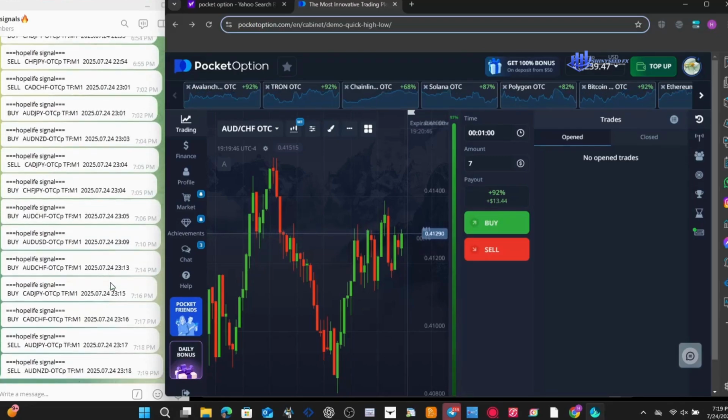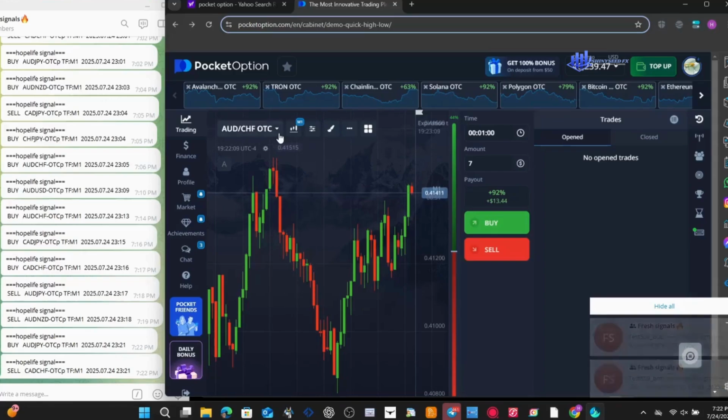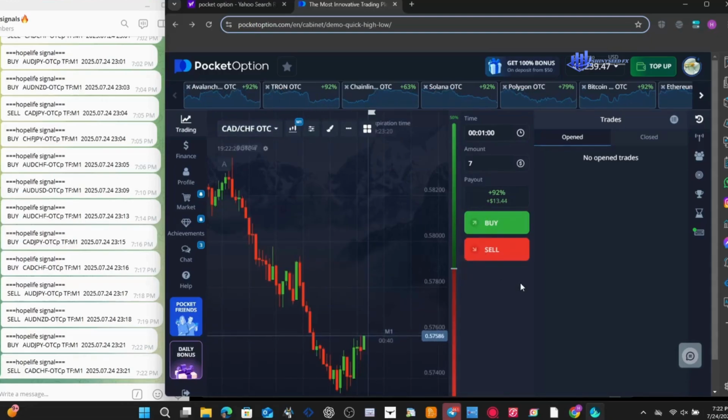My lot size is $7, according to the Optitrade software using moderate mode for an initial balance of 1,000. We just received a sell signal. Let's select the pair. Let's prepare to enter. Remember, always choose OTC pair. If the signal mentions OTC, don't trade on less than 92% payout.